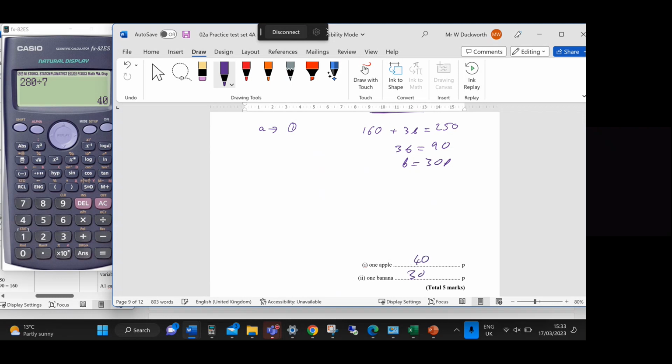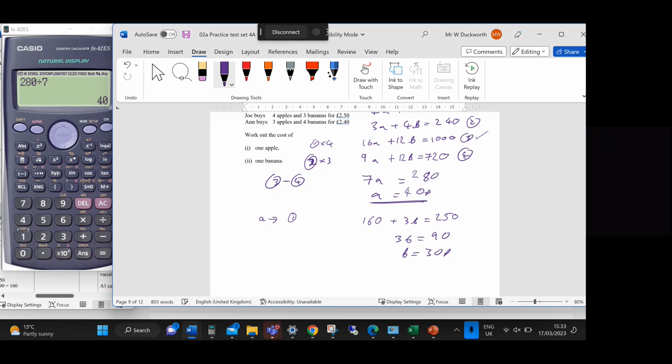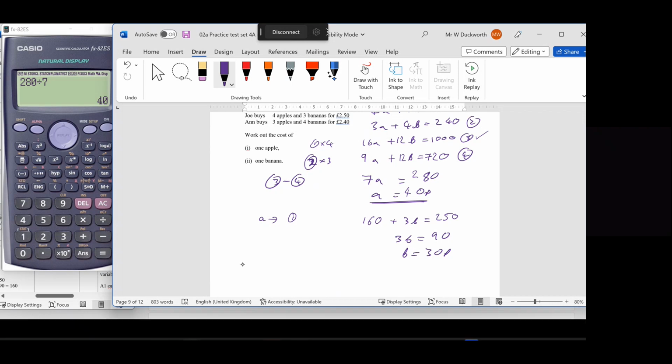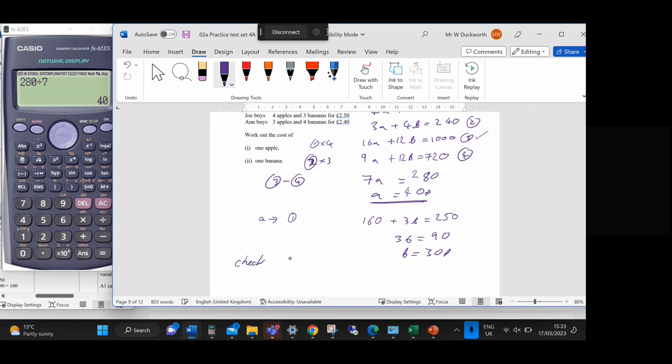Can do a quick check if I wanted to. My quick check would be substitute those values into the second equation. So check with equation 2. So 3 lots of A would be 120. Pen's going on the fritz. Plus 4 lots of B, which would be 120. And they both add up to 240. So yeah, I'm right.